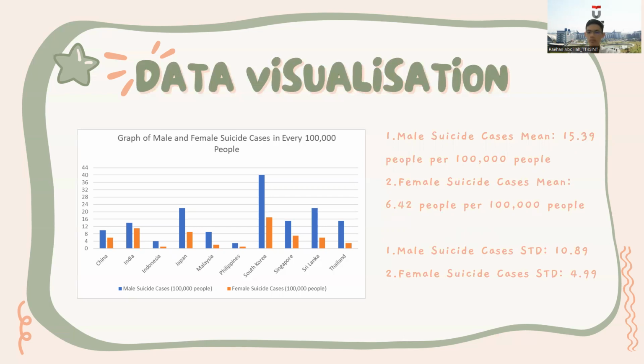So the mean or the average of the suicide cases on male is around 15 per 100,000 people. And for female, it's around 6 per 100,000 people. And for the STD or the standard deviation, it's around 10 for the male and 4.99, or 5, for the female.